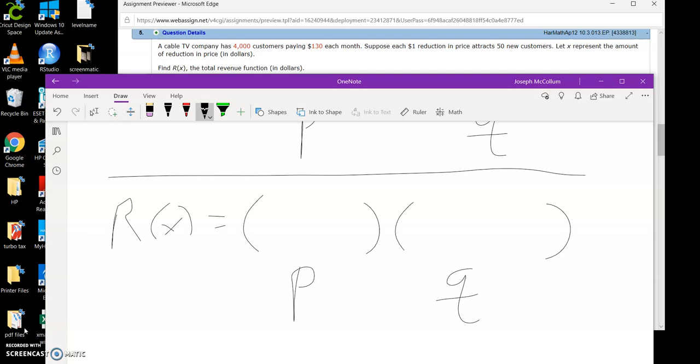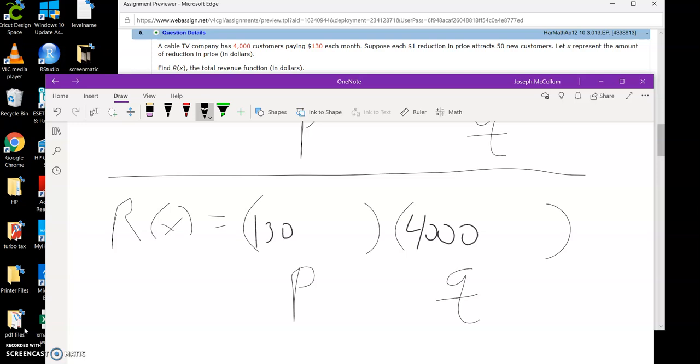So let's talk about the given information in this TV company. It has a base number of customers, so that's quantity. Quantity in this case is customers. So there's 4,000 customers to start with, or currently, and they're currently paying $130 a month. That's why I'm putting those both in as base numbers, flat numbers.